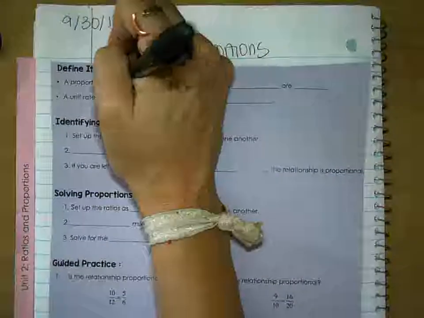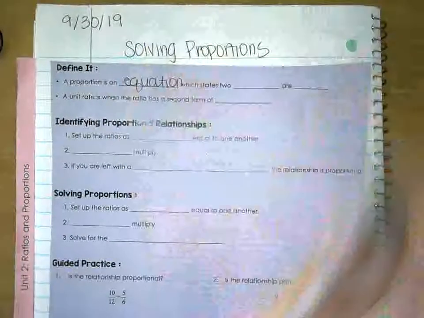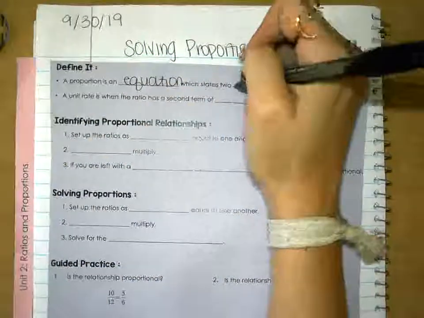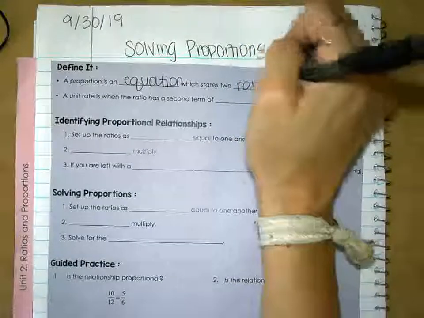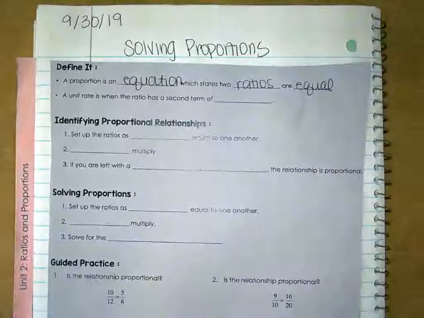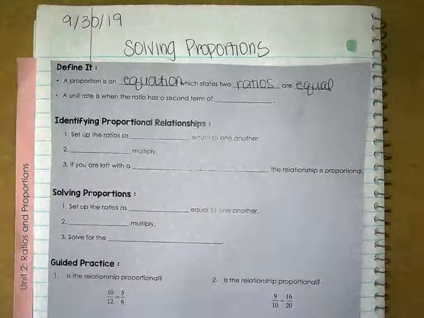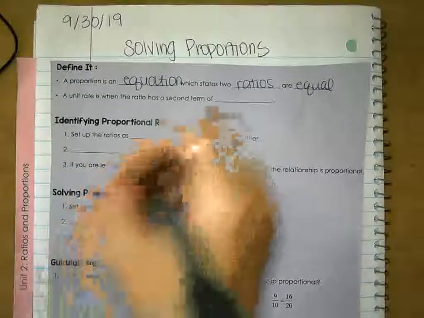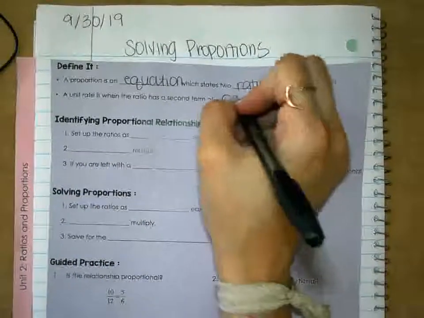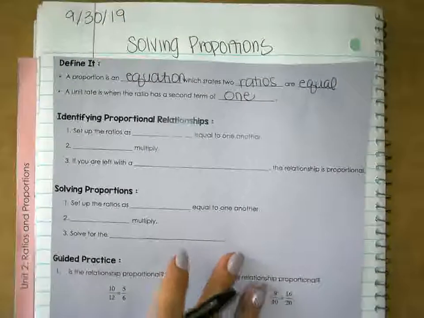A proportion is an equation. It is an equation which states that two ratios are equal. That's where we get that word proportional from. It's one ratio is equal to another ratio, like we have been working with our equivalent ratios. So a unit rate is when one ratio has the second term of 1. We already knew that. That can go along with this and help us out as well.